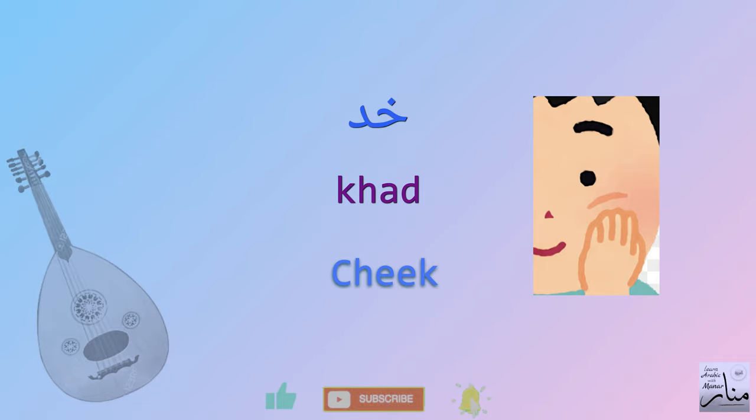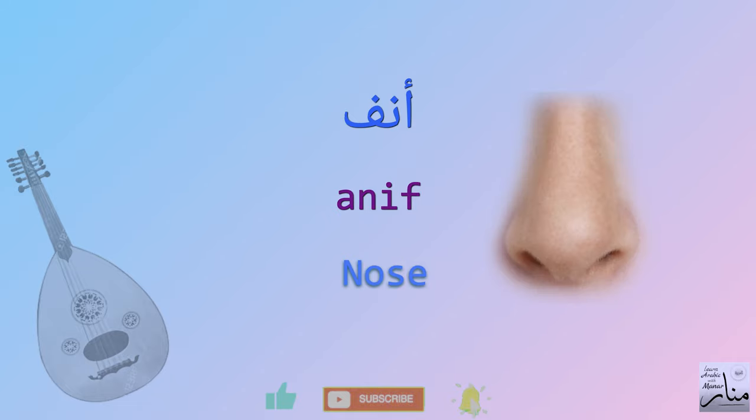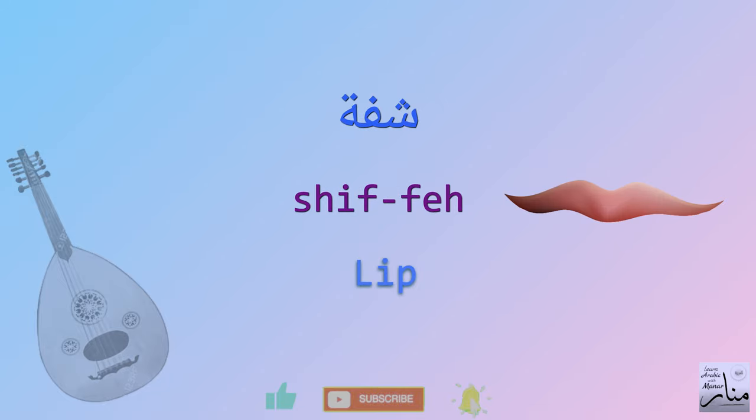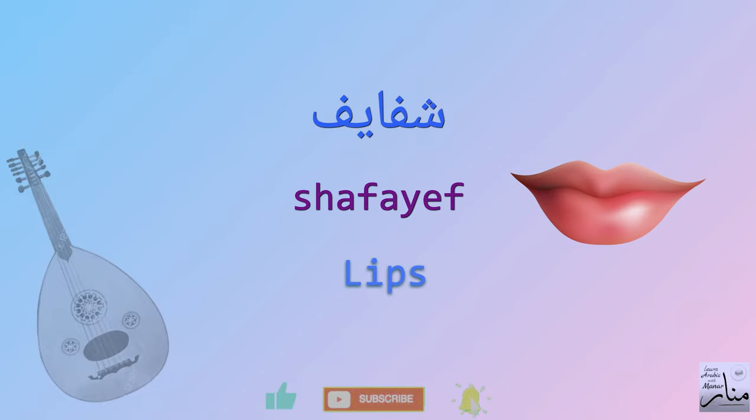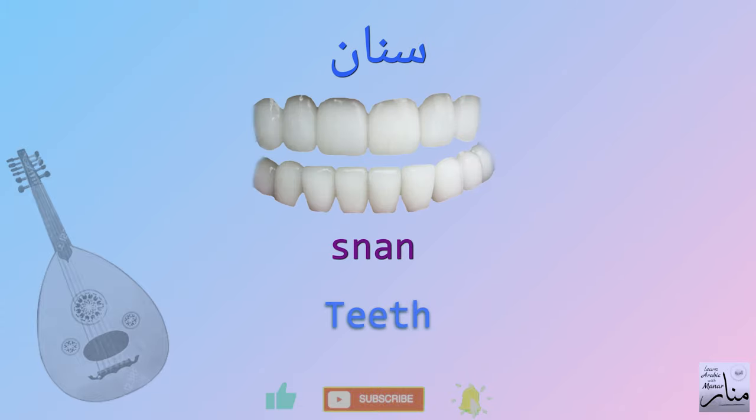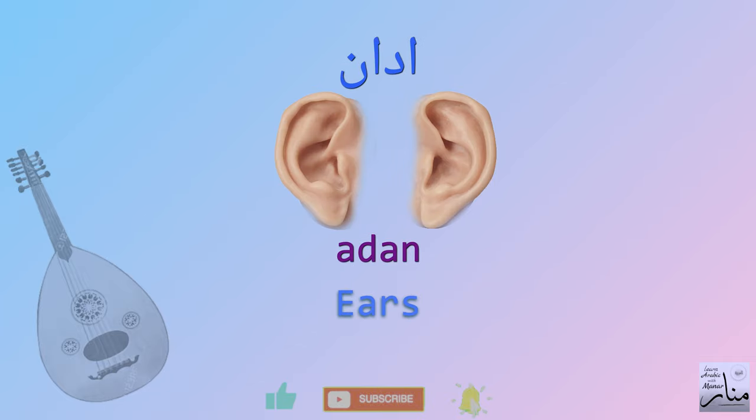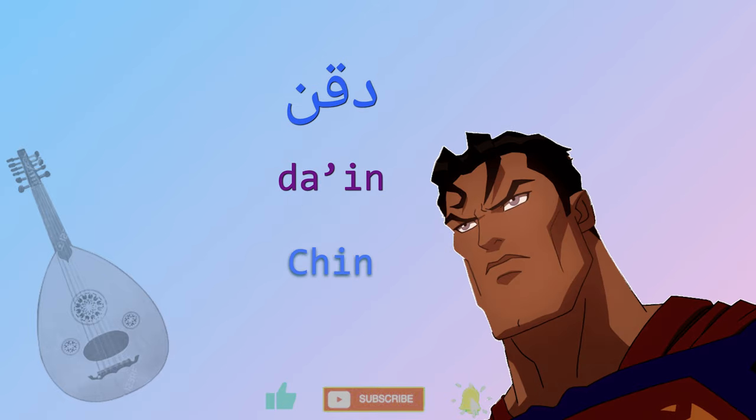After that, the cheek, one cheek, khad. Two of them, khdud. Nose, anif. One lip, shiffe. The two lips, shafayif. And after that, the teeth, one, sin. All of them, snan. The ear, one, idin. Two of them, adan. And last we have the chin, da'an.